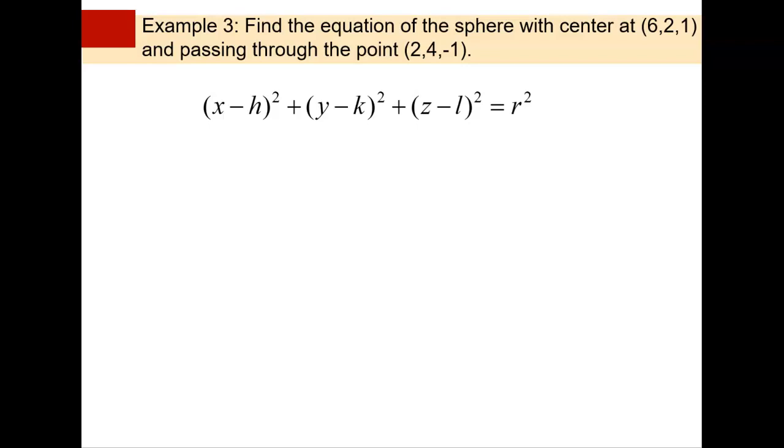Example number 3. Find the equation of the sphere with center at (6, 2, 1) and passing through the point (2, 4, -1). Recall that we have the equation of a sphere, which is the extension of the equation of a circle, where (h, k, l) is the center of the sphere and r is the radius of the sphere.